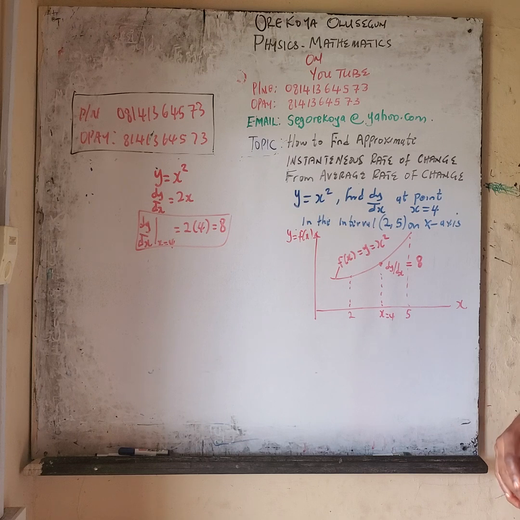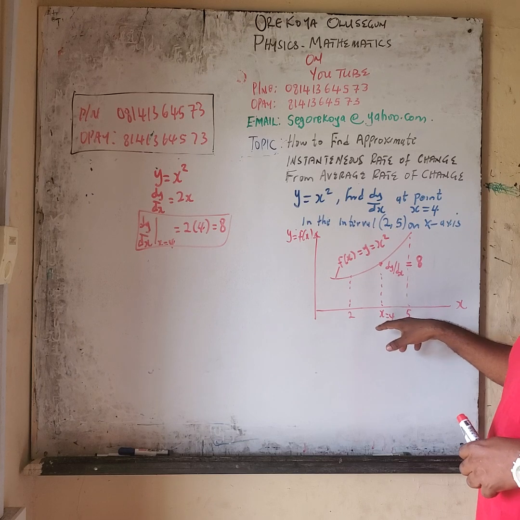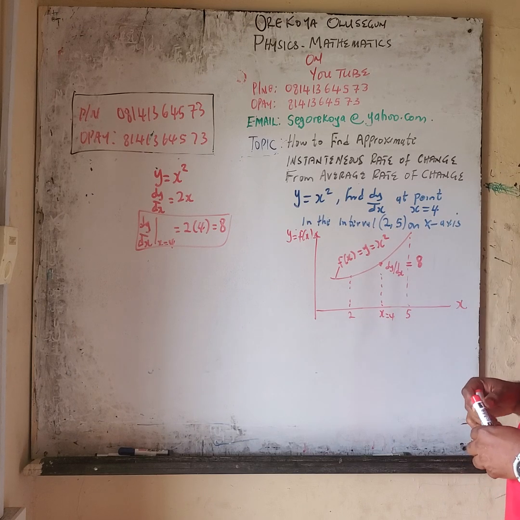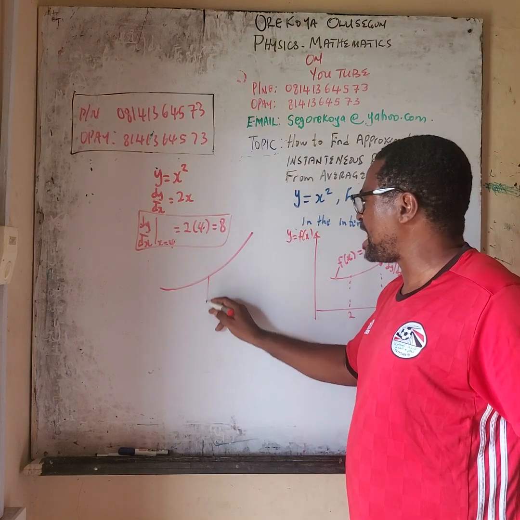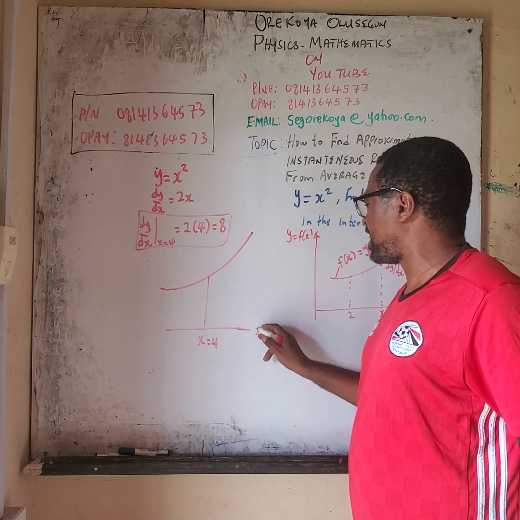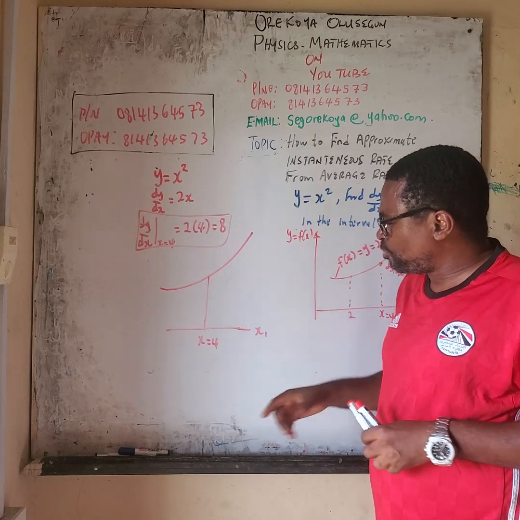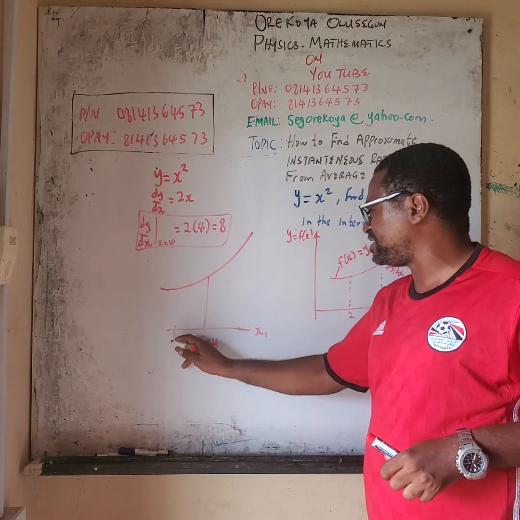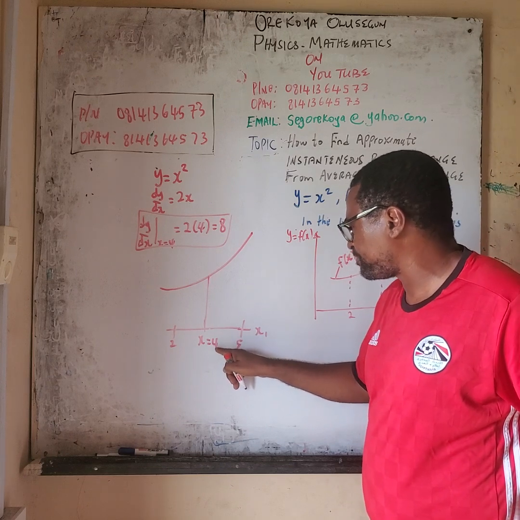So what I'm going to do now is use the idea of average rate of change to get an approximate value of dy/dx when x is equal to 4. I'm going to reconstruct this. I have the value of my x to be 4 here on the x axis. I'm going to get certain values close to this 4 within the limits we have been given, 2 and 5.